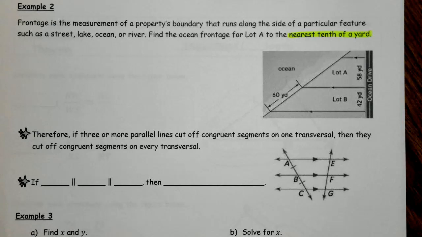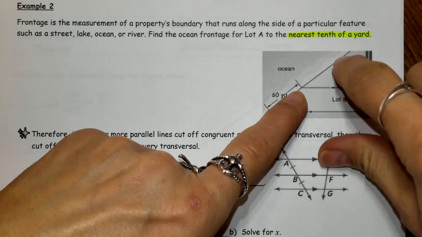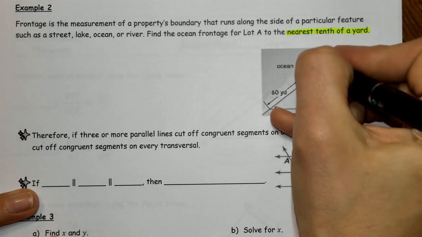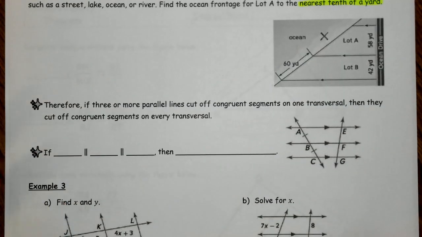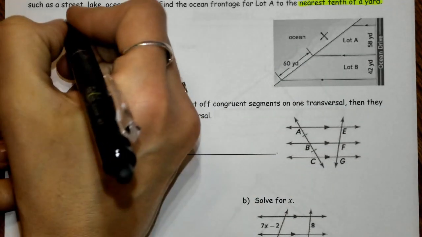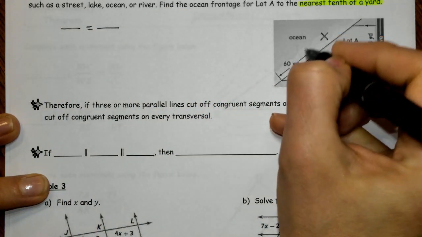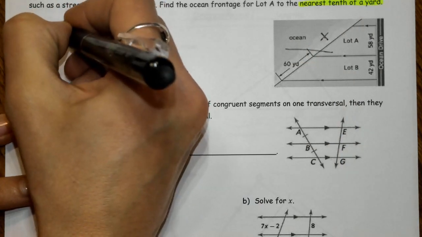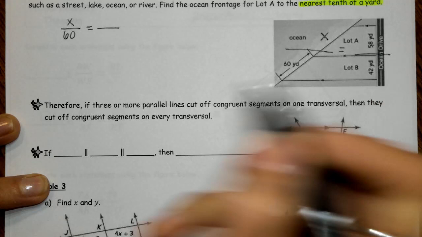Luckily they have this diagram. Here is lot A. The frontage is right here lining up with that ocean. So this right here is going to be our X, what we're looking for. Based on what we just talked about, again, your proportion is looking right at you. Here's what I call the proportional setup, fraction bar equals fraction bar. We're going to literally have X over 60 is equal to, here's the other fraction bar, 58 over 42.